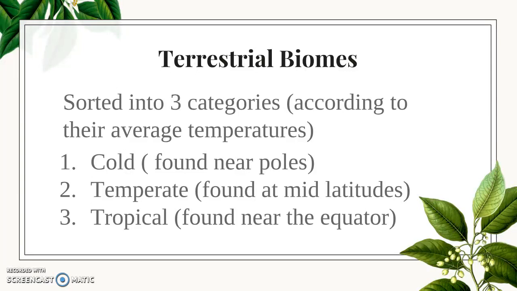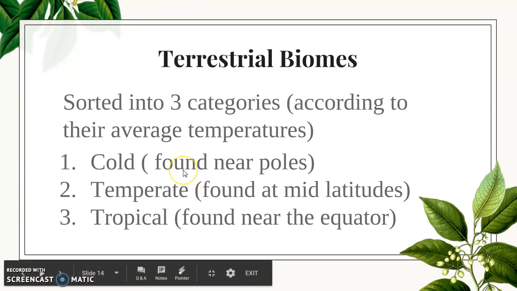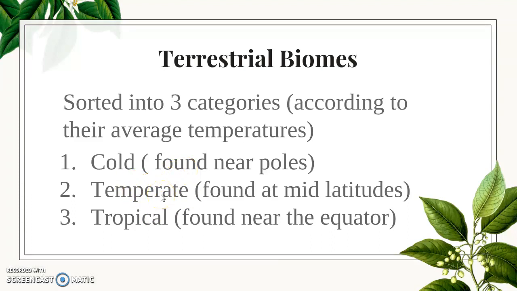Terrestrial biomes, there's more than 3 types of biomes, and when you're doing your project, you're going to have to tell me where your ecosystem is found. I will attach a link to all the characteristics of the different biomes, but you should know that they fall into 3 main categories. We have our biomes that are the cold biomes. Those are ones found near the North and South Pole. We have our temperate biomes. That's where we live. That's found at the mid-latitudes, and the tropical, which is found near the equator.